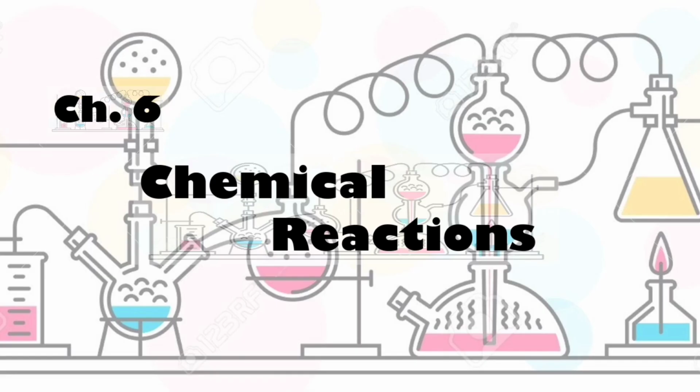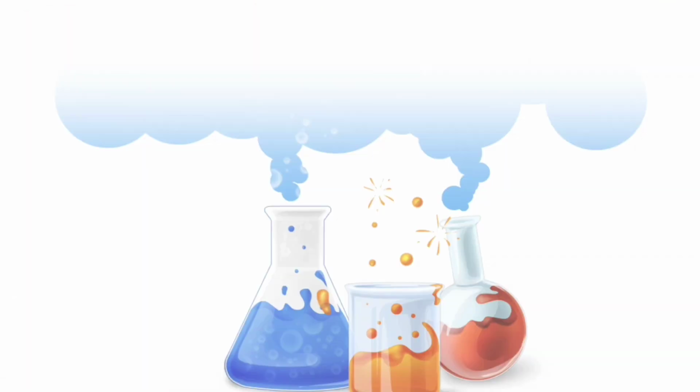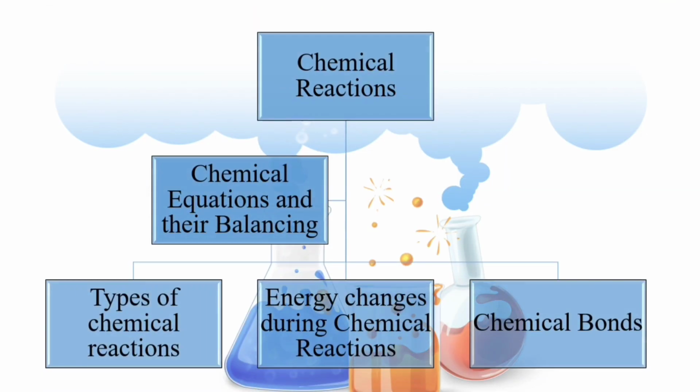In the name of Allah, let's start a new chapter, chapter number 6, which is chemical reactions. So class, what kind of topics are we going to discuss in this lesson? Chemical equations and their balancing, types of chemical reactions, energy changes that occur during chemical reactions, and lastly we are going to discuss chemical bonds.